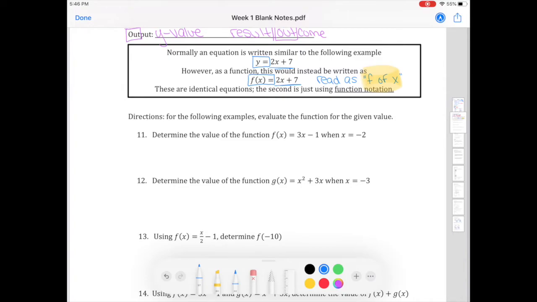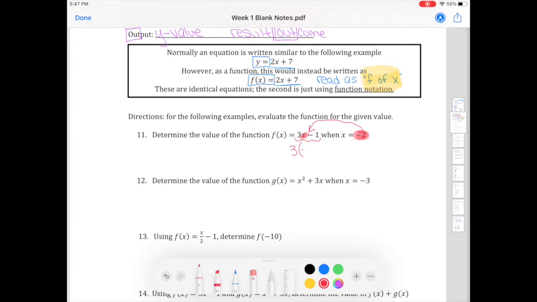Okay, so the directions for basically the rest of this page is determine, for the following examples, evaluate the following for the given value. So we're going to be working with substitution, or in other words, plugging in. So 11 says determine the value of the function f of x equals 3x minus 1 when x is equal to negative 2. So it tells me right here that x is negative 2, and there's an x in the function. What you have to do for this example is take that negative 2 and plug it in where you see an x. This function notation is not super significant. I'll explain why it's there at the end of this problem. I want you to focus on this part right here.